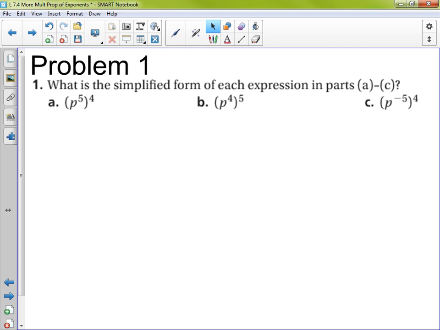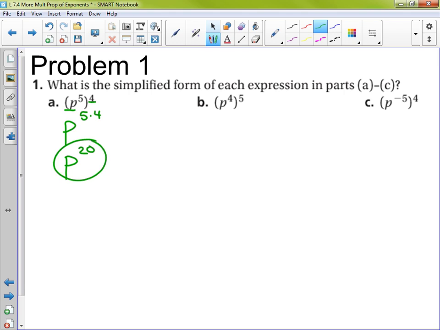Here's the first problem. Instead of writing out all that work, what you should notice is p to the fifth is being raised to the fourth. So that really means p to the fifth times 4, or 5 times 4, which is p to the 20th. In the second one, p to the fourth is being raised to the fifth. It's essentially the same problem. 4 times 5 is still p to the 20th.